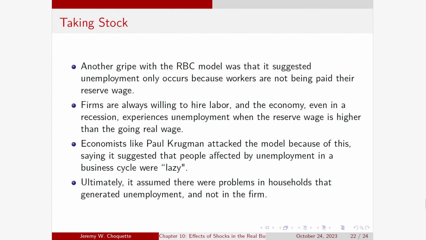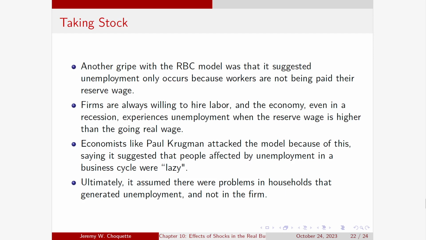Now, another issue with the RBC model is that it suggested unemployment only occurred because workers weren't being paid their reserve wage, which is kind of dumb to think about. Because it says firms are always willing to hire labor, and even if the economy is in a recession and it's experiencing unemployment, well, it's still an efficient outcome. And it's only experiencing unemployment because the reserve wage isn't high enough.